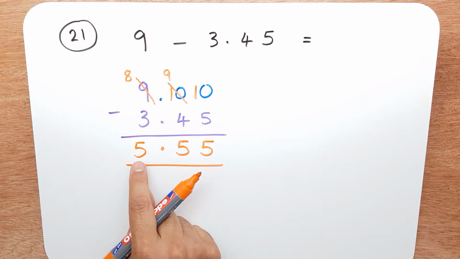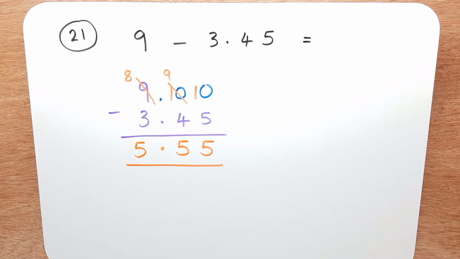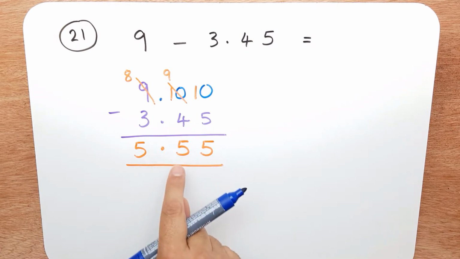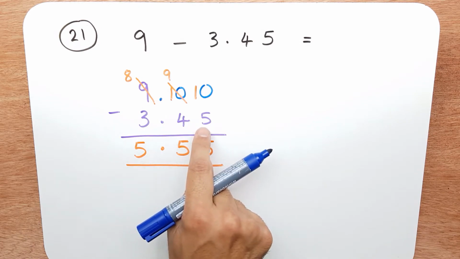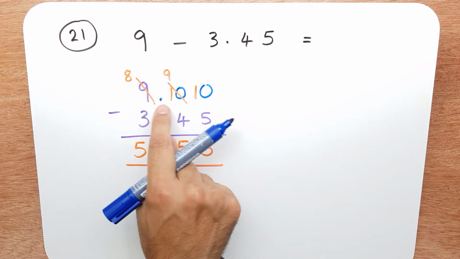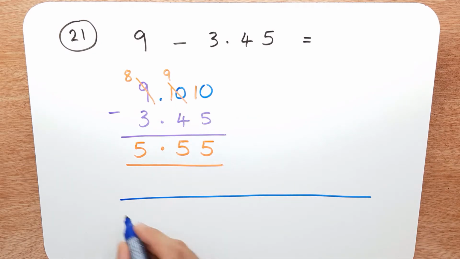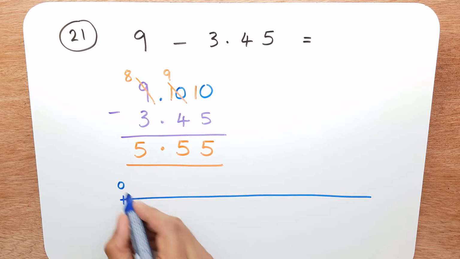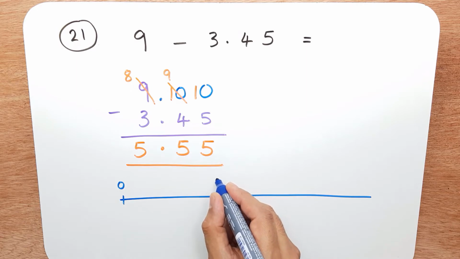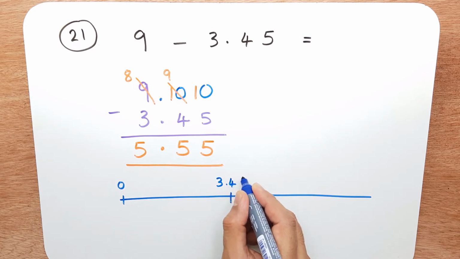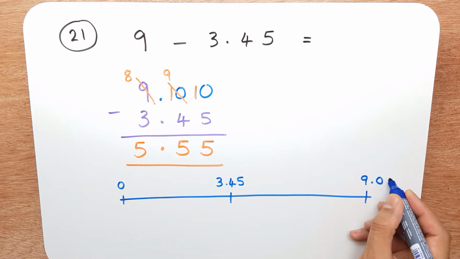So our answer is 5.55. Now what some people will do with this question is they will start at 3.45 and add on to get to 9. So for example, if this is 0 and this here is 3.45 and this here is 9.00.